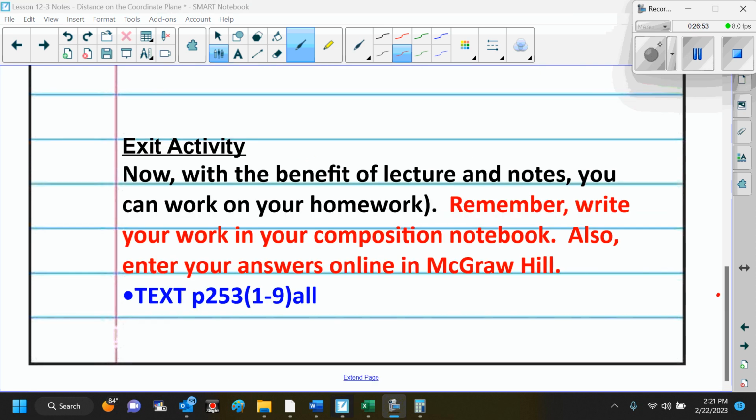And that's it. And now you have time to work on your homework, which is in the textbook, page 253, and this is 1 through 9 all.